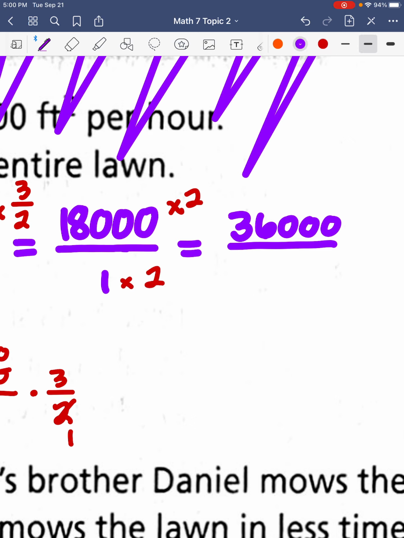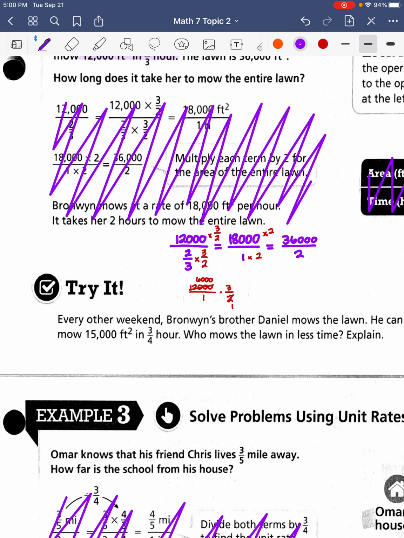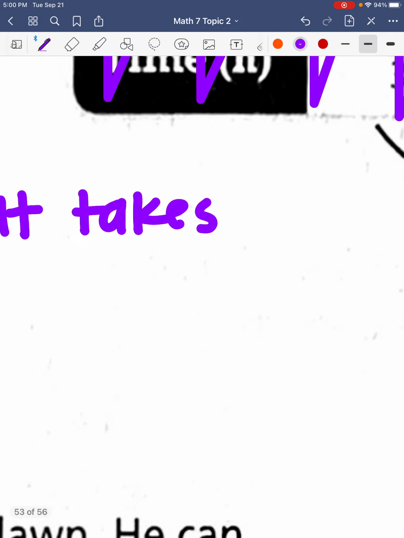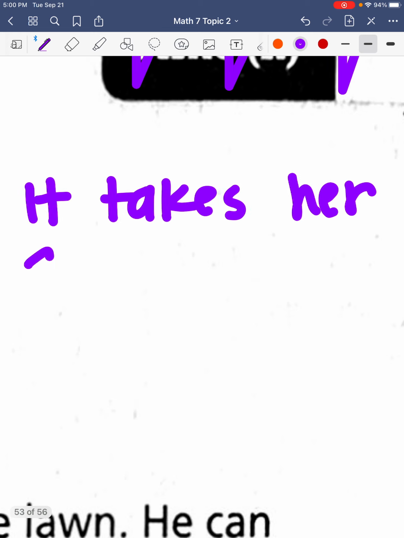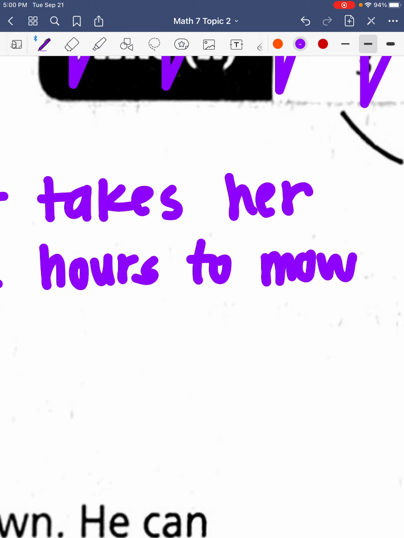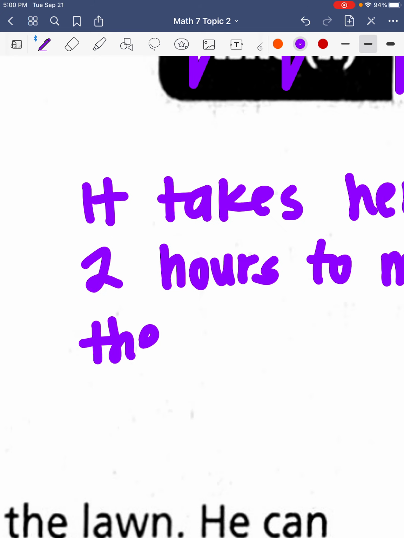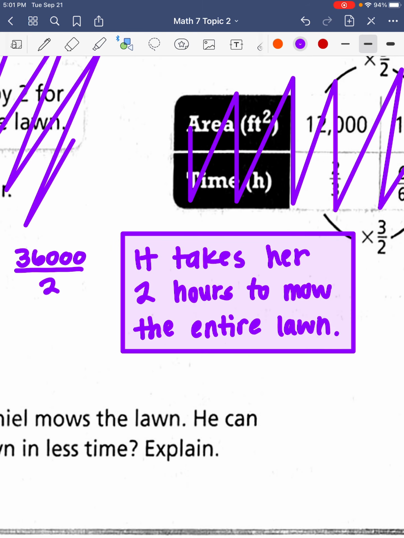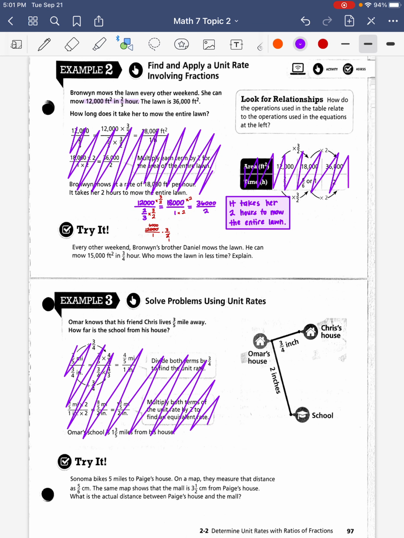So it takes her 2 hours to mow 36,000 square feet. So we can write that out. It takes her 2 hours to mow the entire lawn. Okay, moving on to try it.